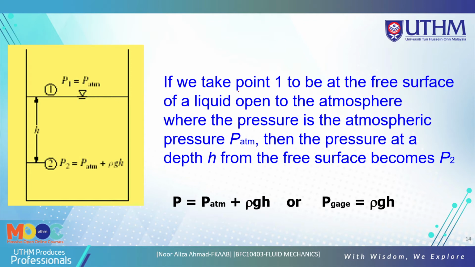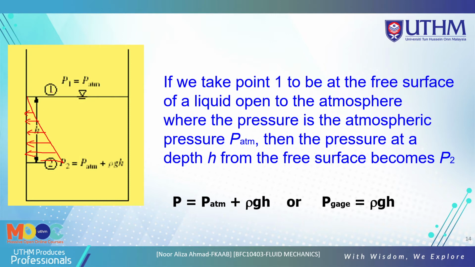If we take point 1 to be at the free surface of a liquid open to the atmosphere, where the pressure is the atmospheric pressure, P atmosphere, then the pressure at a depth H from the free surface becomes P2. This is the H. Based on the previous slide, we know that the pressure will increase with depth, the variation of pressure with depth. That's why we know that the depth is H here.